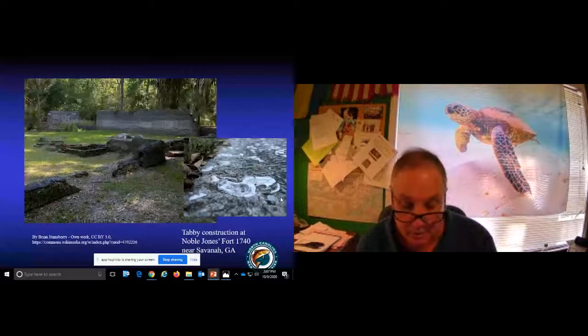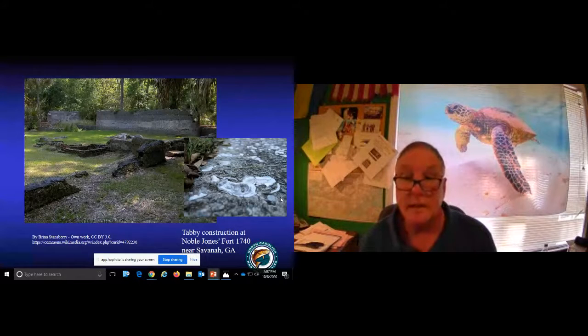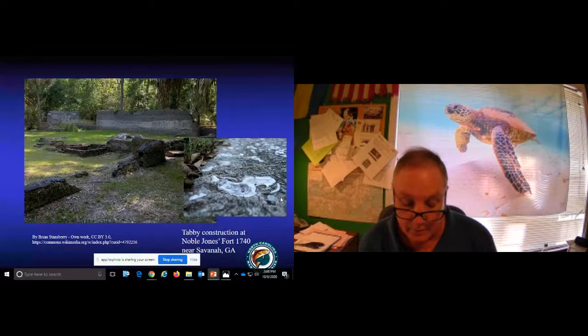Many examples of those early structures still stand today, especially in the southeast and down into Florida. This is an example. I couldn't find a real good example in North Carolina, but this is an example, the photograph at the top of a fort called the Noble Jones Fort near Savannah.